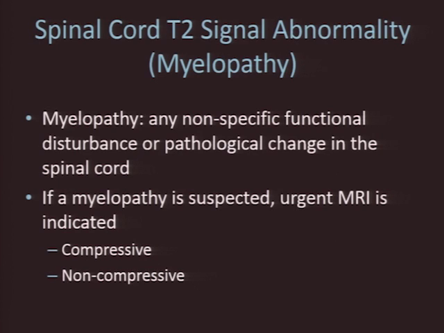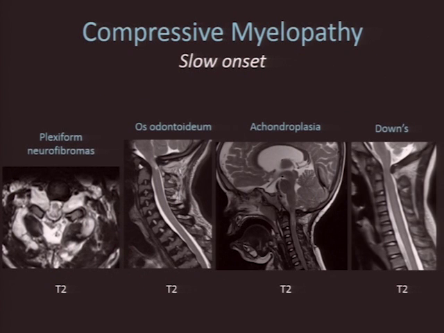So now I'm going to delve into that intradural compartment, and I'm going to talk about spinal cord T2 signal abnormality, or myelopathy. So myelopathy is any nonspecific functional disturbance or pathological change in the spinal cord. And if we suspect a myelopathy, then urgent MR is going to be indicated. And we can separate myelopathy out into compressive and non-compressive causes. So with the compressive myelopathies, the etiology is going to be readily apparent.